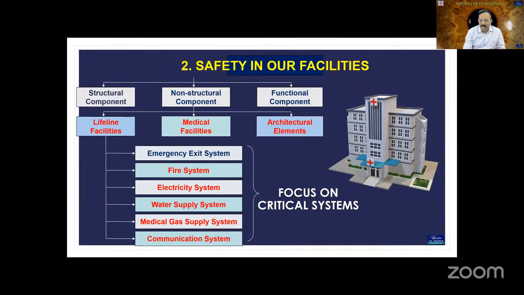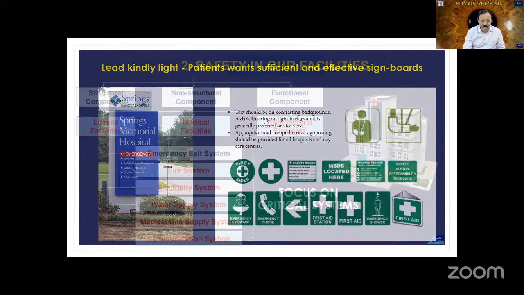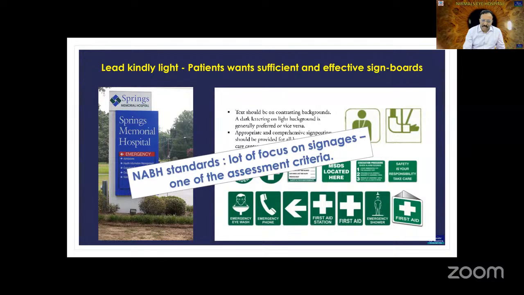And of course, communication system. In spite of having 4G and 5G, many breakups happen in our communication system. And then effective signboards. So patients want sufficient and effective signboards. So standards help us in getting those signboards in the proper perspective. Which signboard, whether it's a single language or bilingual, and whether it is international sign, all those things, the standards help us to understand. So there's a lot of focus on signages, and this is also one of the assessment criteria.